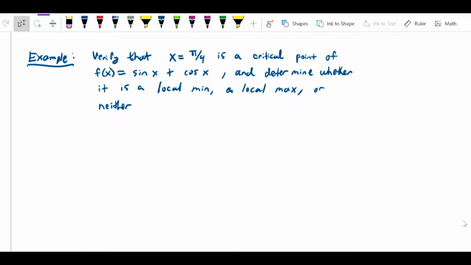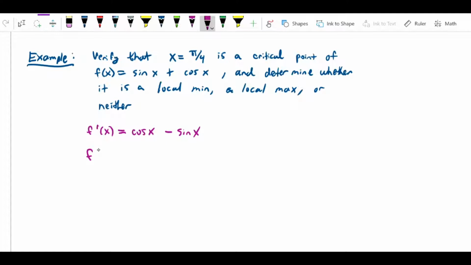So let's verify that x equals pi over 4 is a critical point of the function f of x equals sine x plus cosine x, and then determine whether it is a local min, local max, or neither. So first of all, let's find the derivative of the function. The derivative of sine x plus cosine x is cosine x minus sine x. So instead of finding the critical points, I've just given you one and asked you to verify it.